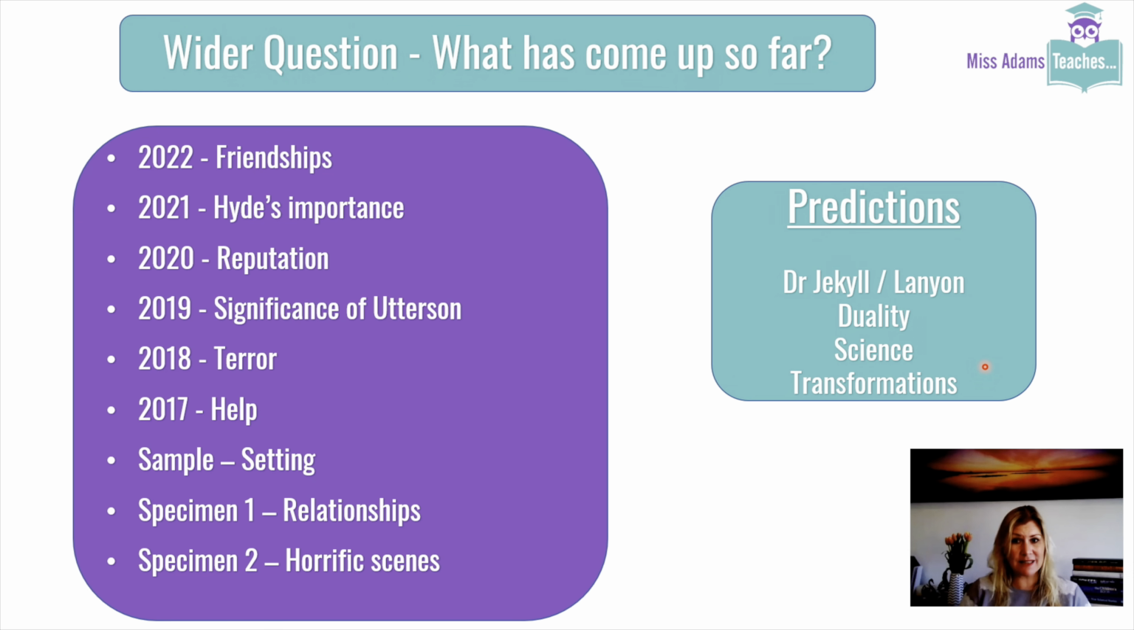Science is another thing that hasn't come up, the importance of science or the role science plays. And another one that I think is really interesting is the notion of transformations, like the way that people change. If you got a question on transformations, you could look at the actual transformation itself and what it signifies. And you can look at how the experimentation creates change in people. It creates change in Utterson. He becomes so obsessed with finding out more. It certainly changes Lanyon because he dies, and it certainly changes Jekyll. So that's quite an interesting one to look at.